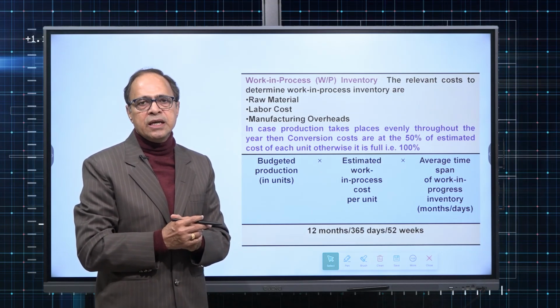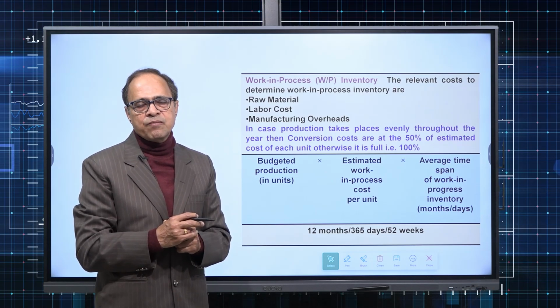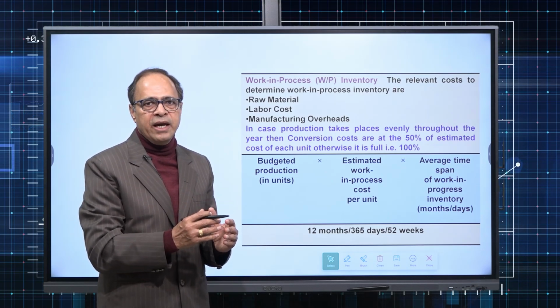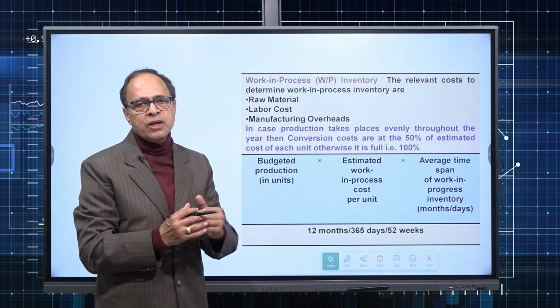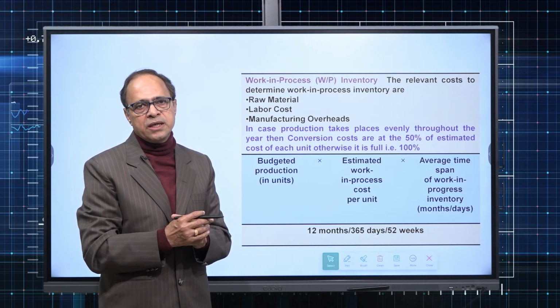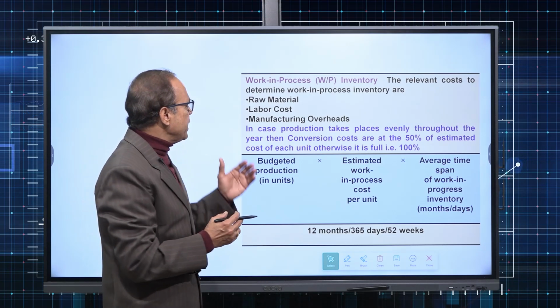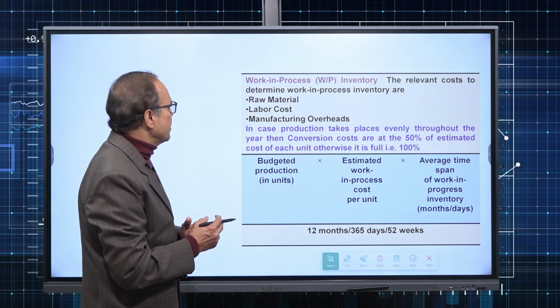Certain goods will remain in process. In process goods means the goods in which some work has been done and remaining work will be done in subsequent days, in subsequent months or in subsequent year. So that is basically semi-finished goods. So how do we estimate work in process inventory?